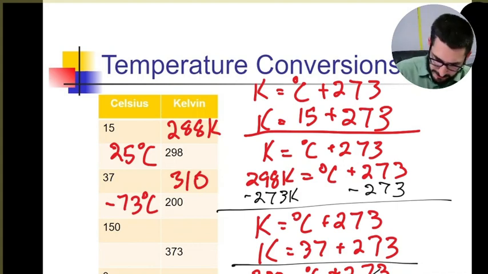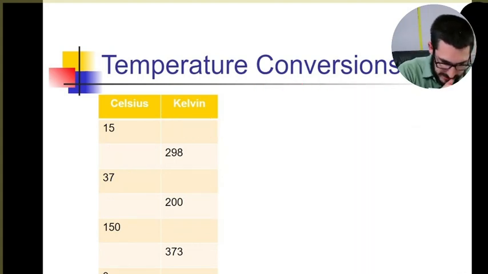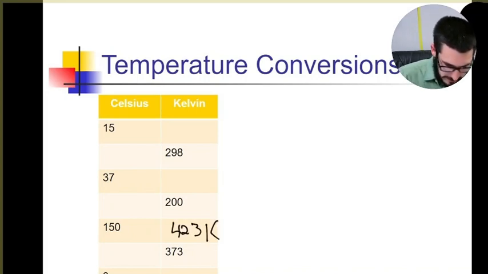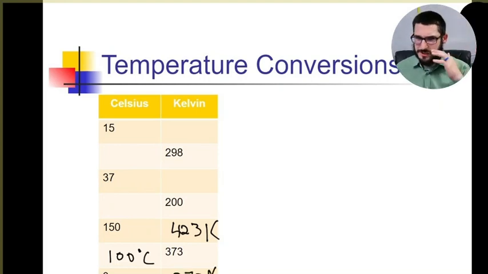Alright, welcome back. I'm going to clear, and you should get as your answers here 150 Celsius should be 423 Kelvin. 373 should be 100 degrees Celsius, and then 0 degrees Celsius is going to be 273 Kelvin. Okay? Make note of any questions you've got there, and we will check that.